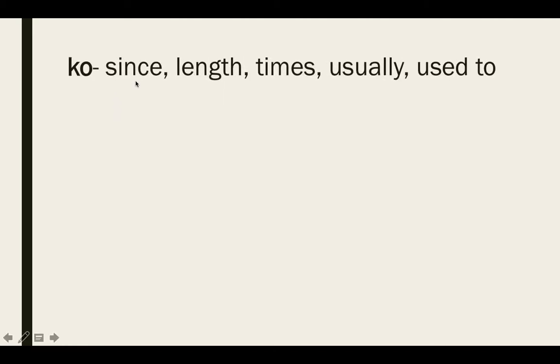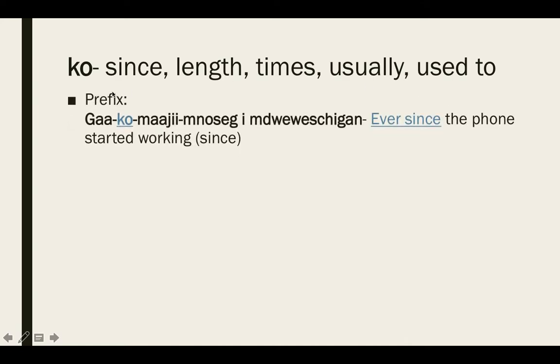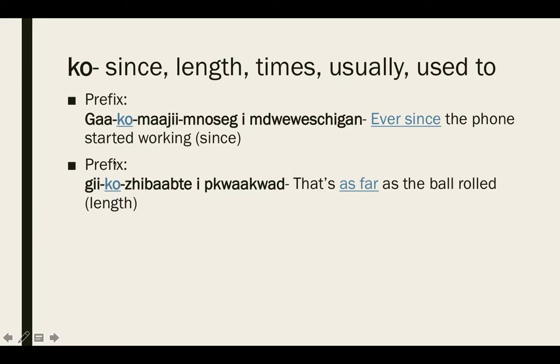Next is k. It could mean since, length, times, usually, or used to. So the prefix here, gakumajim neseg im dweveshigan, means ever since the phone started working. And so we can see in C form here, double I is changed to double A. And we got our B form suffix. K refers to since. So ever since the phone started working. Next is another prefix, gikojibopte ip kwakwood. And so now we're talking about a length. So that's as far as the ball rolled. And so we can see here k is referring to length.